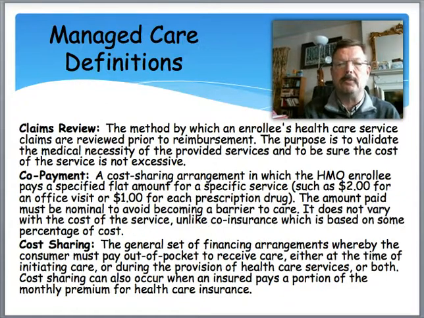Claims review is a method by which an enrollee's health care service claims are reviewed prior to reimbursement. The purpose is to validate the medical necessity of the provided services and to be sure the cost of the service is not excessive. A co-payment is a cost-sharing agreement in which the HMO enrollee pays a specific flat amount for a specific service. For example, $2 for an office visit or $1 for each prescription drug. The amount paid must be nominal to avoid becoming a barrier to care, and it does not vary with the cost of the service, unlike co-insurance, which is based on some percentage of cost.